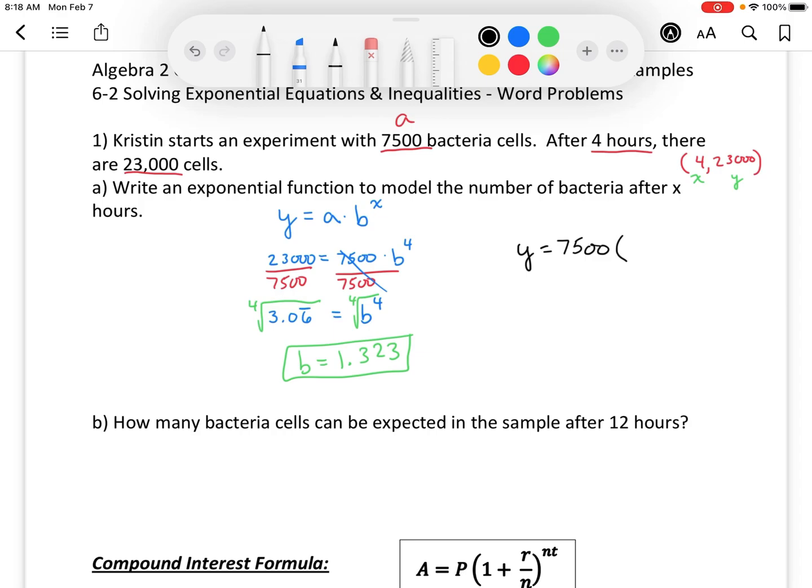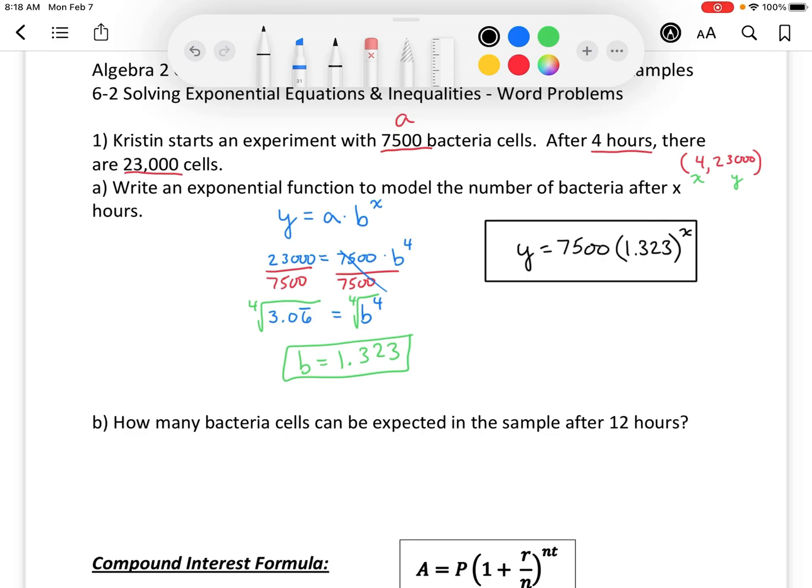Now we have a b value. I'm going to separate it with parentheses, 1.323, and we're just going to leave x as x. Always leave it as the x and the y, no numbers to put in there. Just analyzing this, it looks like growth because my b value is greater than 1.